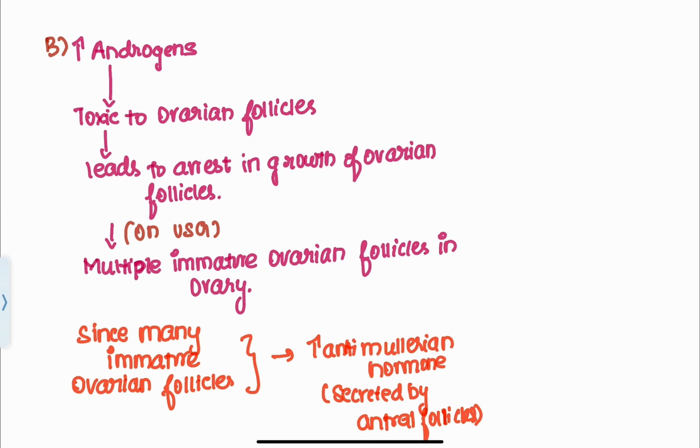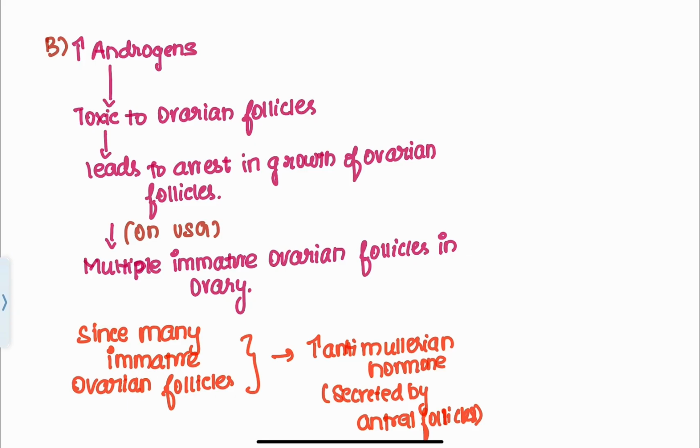We all know that the ovarian follicle has to mature in the menstrual cycle, and only then it gets released as a mature ovum. But because of the increased androgens in patients of PCOS, these increased androgens are toxic to the ovarian follicles. Therefore the ovarian follicles are going to be arrested in growth. So since the ovarian follicles are arrested in growth, if you do an ultrasound in patients of PCOS, you may or may not be able to see multiple immature ovarian follicles in the ovary. Right?